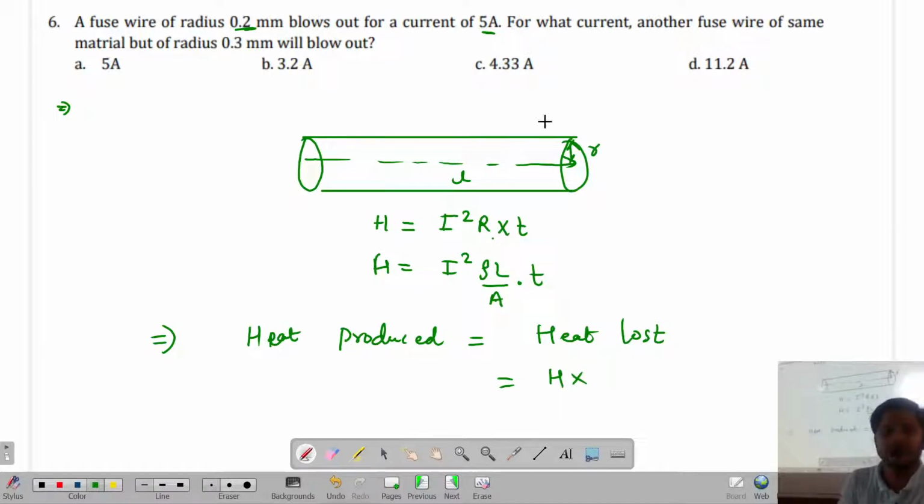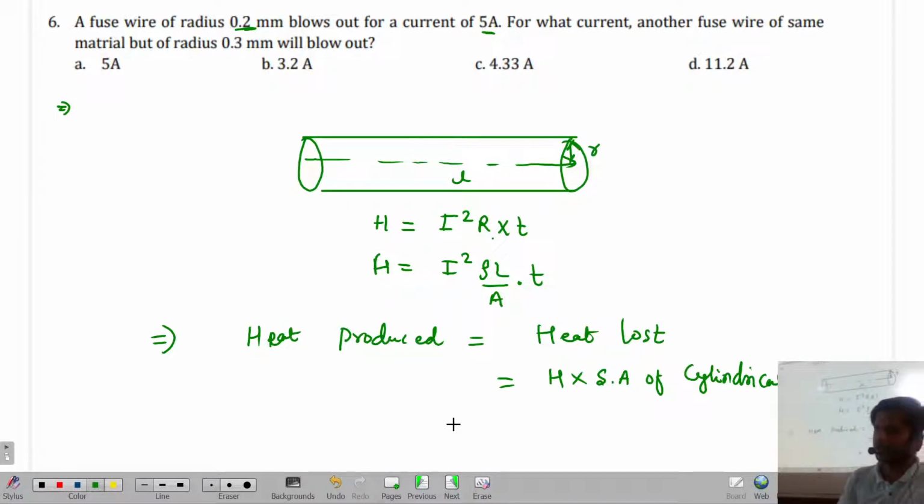Will it happen from all this volume of the cylindrical fuse or not? Tell me yes or no. So heat into what do you have to multiply? The surface area of the cylindrical wire. So heat into surface area of the cylindrical wire. It is a little bit logical question, not a simple one. You have to think about these kinds of questions a little bit. Got it or not?